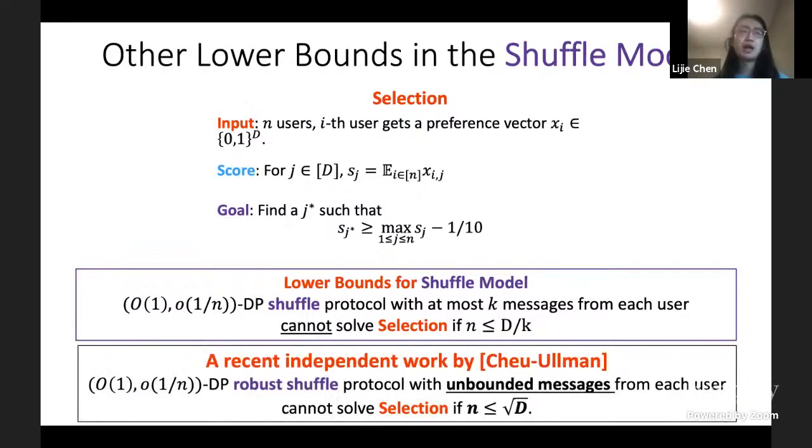Our result is similar to a recent independent work by Chen and Ullman. They study a more restricted version of the shuffle model called the robust shuffle model, and they prove that for unbounded messages, such models still cannot solve selection if n is at most root d.